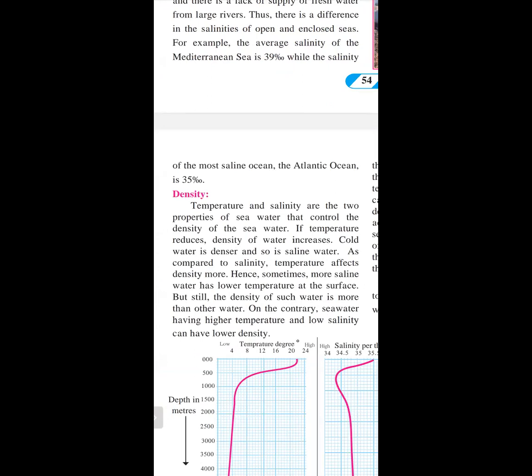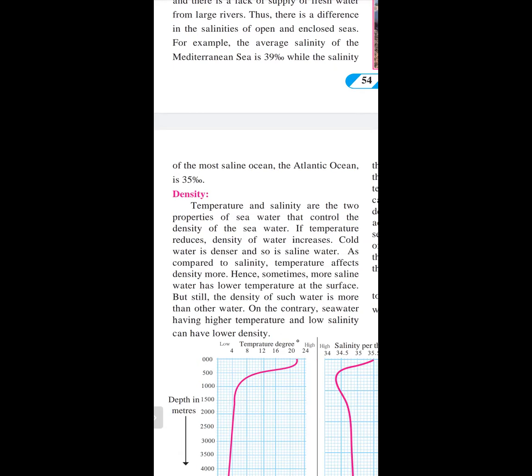Temperature and salinity are the two properties. Already we studied more. What is temperature? How the temperature affects the surface seawater. Then the salinity. The 3 points are more important for salinity, and for temperature, the 6 factors can affect the temperature of the ocean currents. Now density. The temperature and salinity are two properties of seawater and control the density. We studied many things about temperature and salinity. These are the two main factors, and they affect the density of seawater.